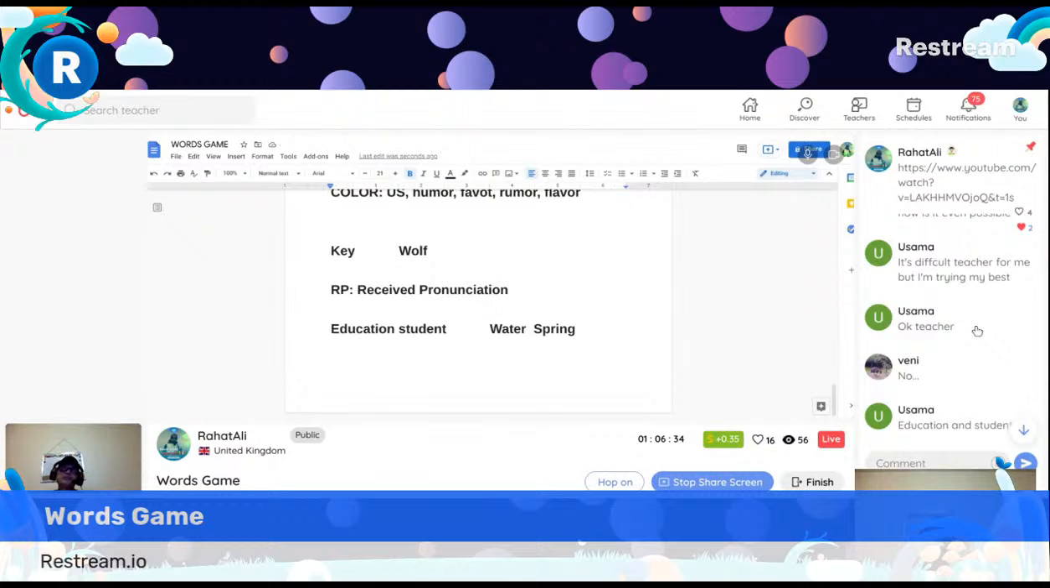Okay, so there are two pairs of words. That would be the two last pairs for tonight. Education and student, and water, spring. So it's very easy that a student needs to have good education in order to build a career in life.